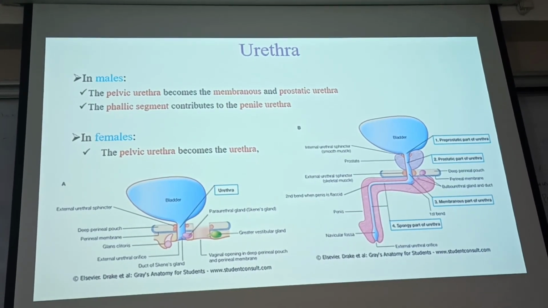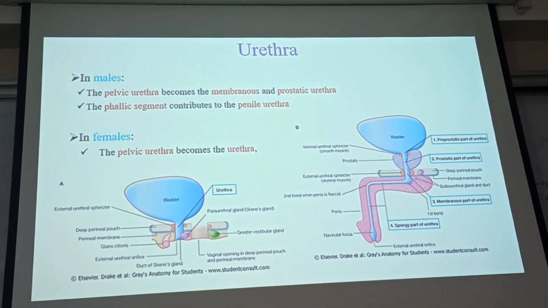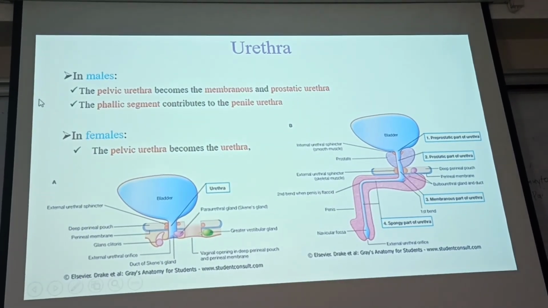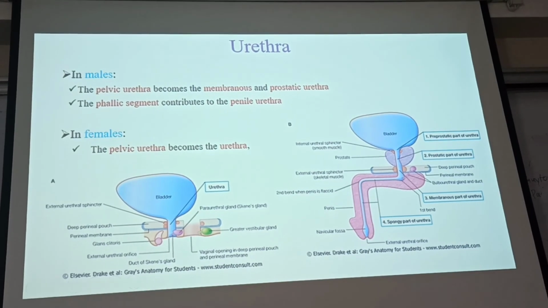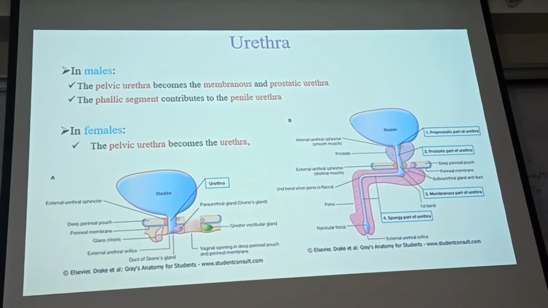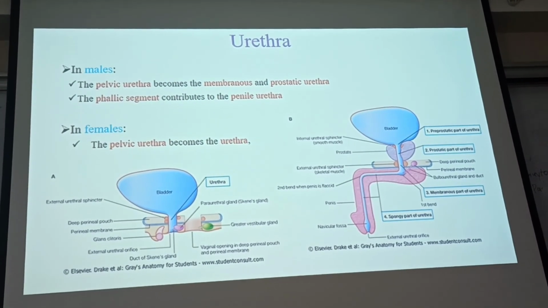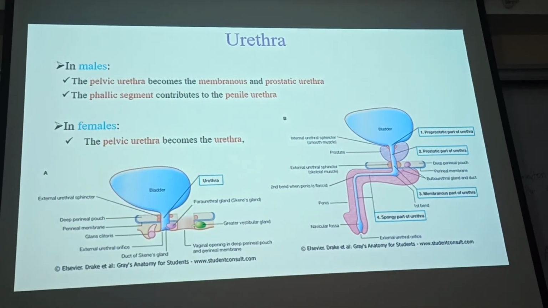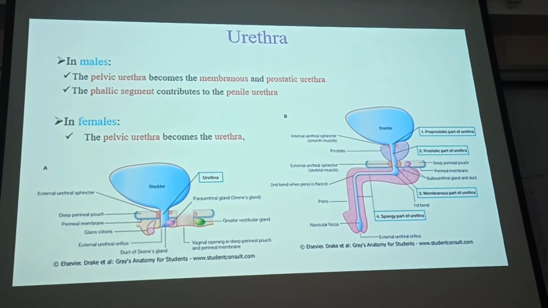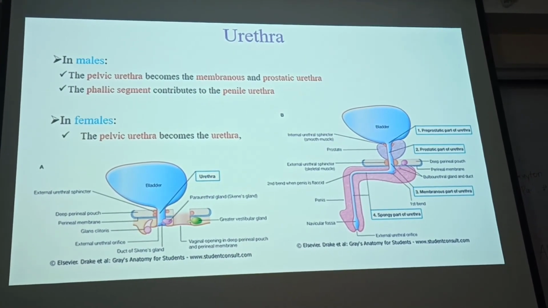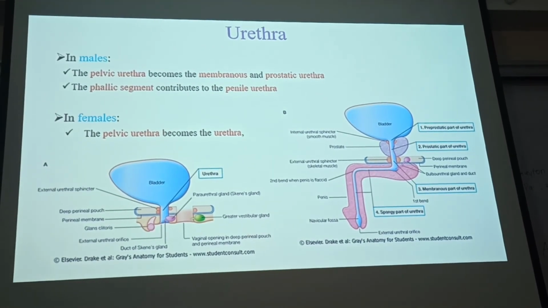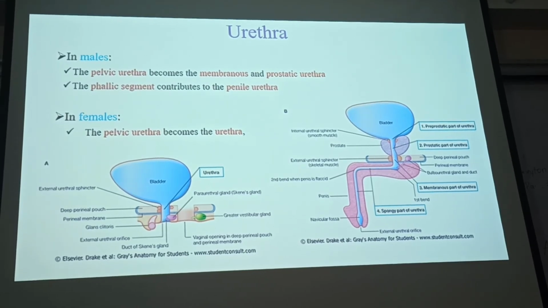In this slide, I'm going to explain about the urethra development. As I said, in males, there are three parts of the urethra: prostatic, membranous, and spongy. Middle part of the urogenital sinus, okay?